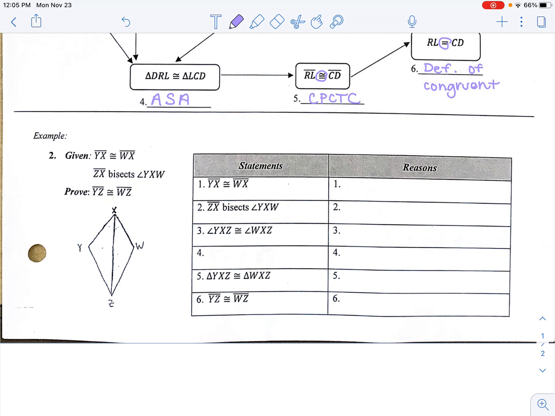All right, one last proof here. Same idea, let's mark up our picture first and then dive in. So it says YX is congruent to WX. It says ZX bisects the angle YXW. So this angle right here is being cut in half by that one. So I know that this angle is going to be the same as this angle. Are there any additional markings we can make ourselves? Well, they share that side, so we'll mark that side as congruent as well. It says YX is congruent to WX. That reason is given. ZX bisects angle YXW. That is given.